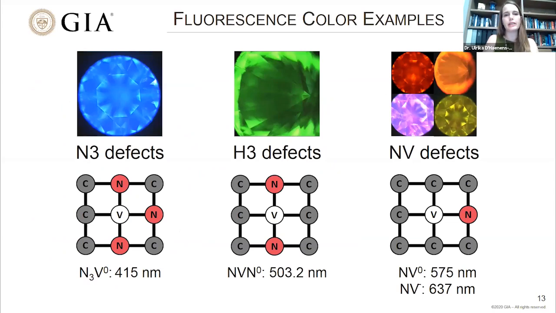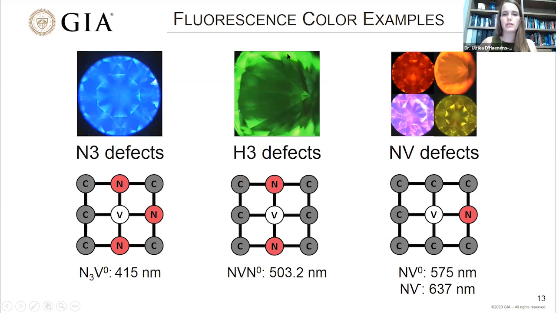When it comes to the defects that are responsible for the fluorescence colors, here we have the three most commonly observed ones. So the N3 defect, which is 3 nitrogen atoms surrounding a vacancy. So again, remember, diamond is just a series of carbon atoms. So we replace some of those carbon atoms with nitrogens and a vacancy, which is just a small, atomic hole. We get the N3 defect. That produces the blue fluorescence that we're all very familiar with. So the most common fluorescence observed, the 97% of D to Z color fluorescing diamonds, have this N3 fluorescence.